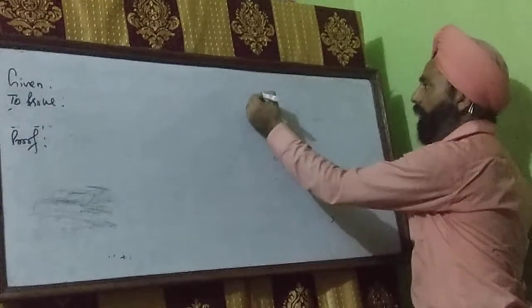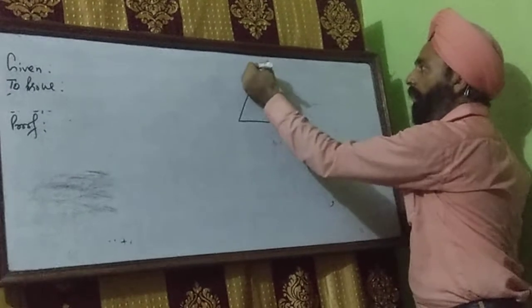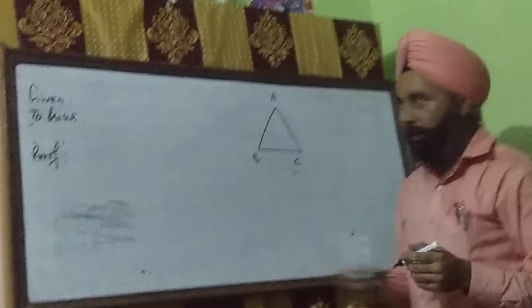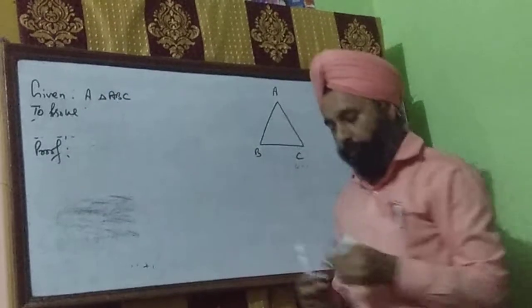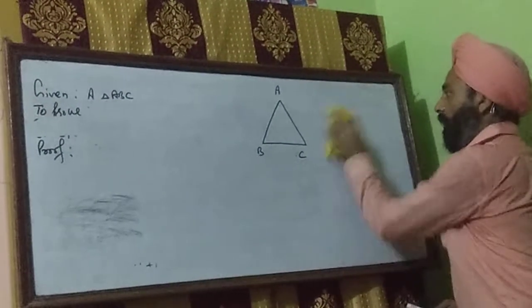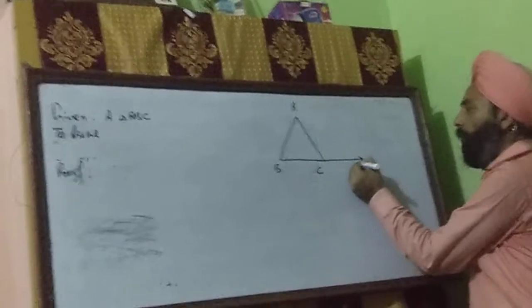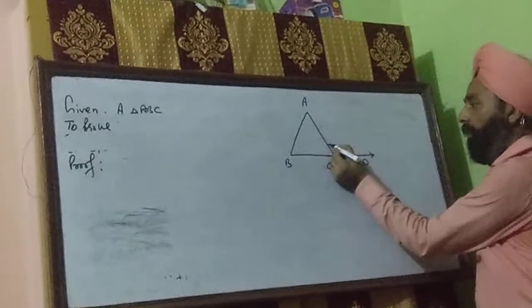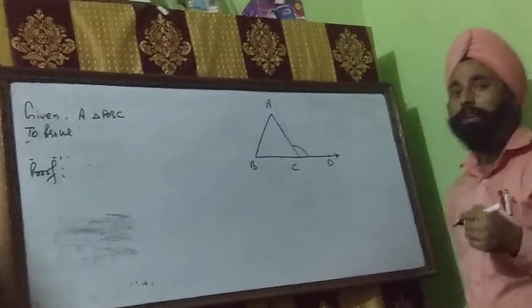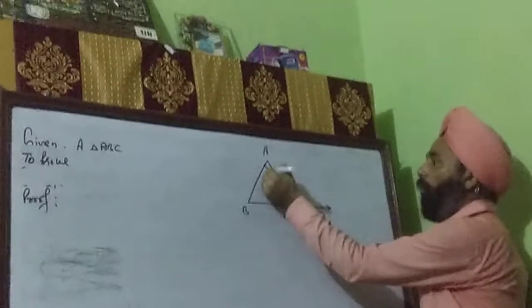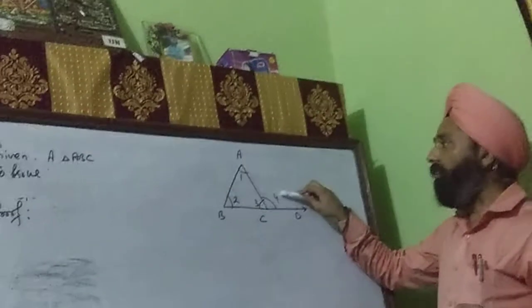Suppose we have a triangle ABC. Now what is given? We are given a triangle ABC and exterior angle means, suppose side BC is produced to point D, then this angle outside the triangle which is formed on a side which is produced, this angle is called exterior angle. Suppose this one is angle 1, then angle 2, then angle 3 and this one is angle 4. Angle 4 is called exterior angle of the triangle.